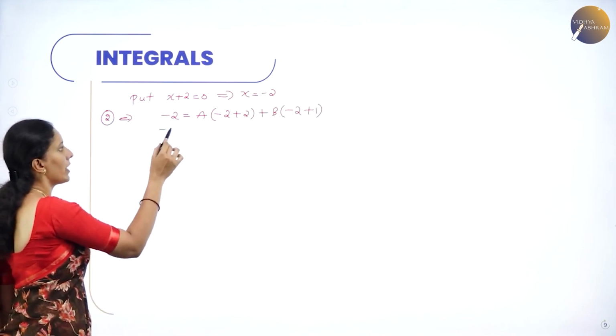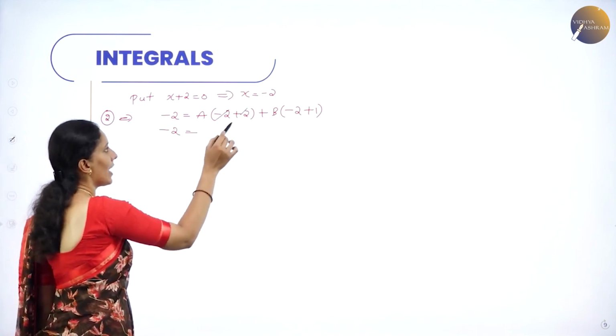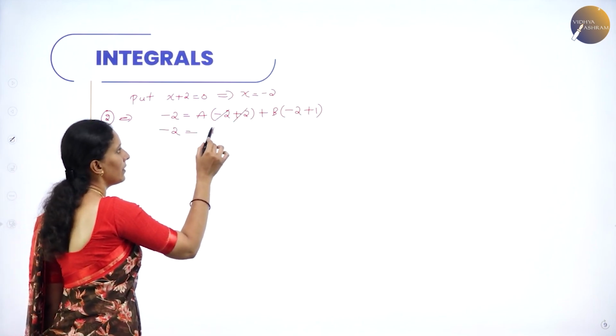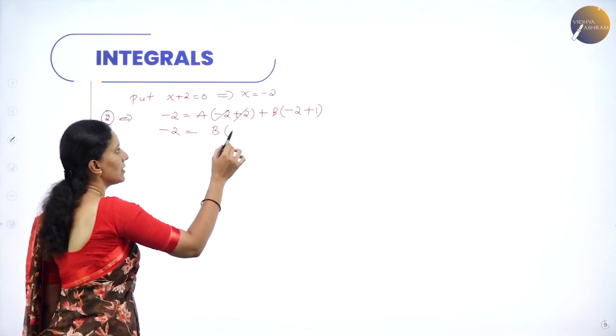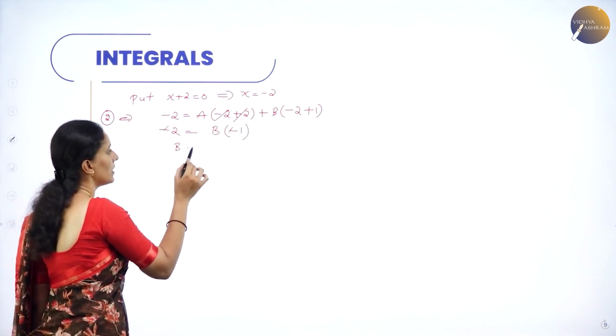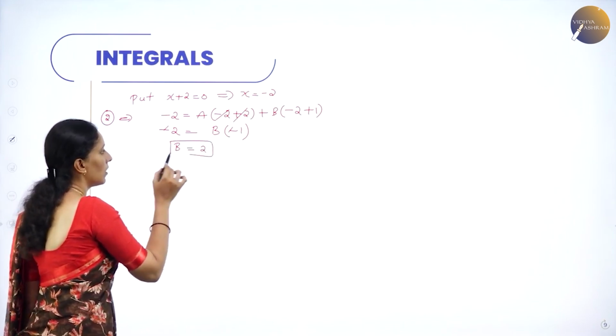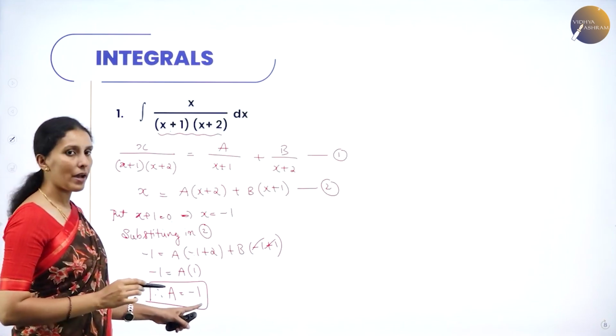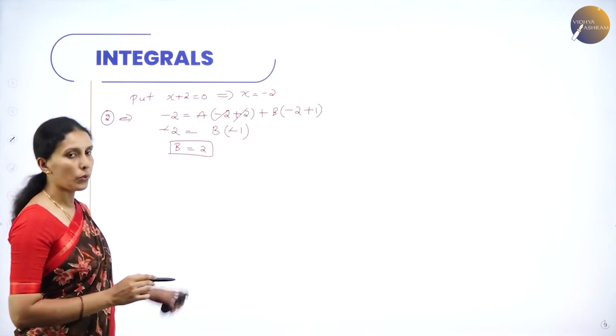So now here we have minus 2 plus 2, it gets cancelled, so this is 0. For b we have minus 2 plus 1, which is minus 1. Both sides we can cancel minus, so b is equal to 2. Now you have got a is equal to minus 1, b is equal to 2.